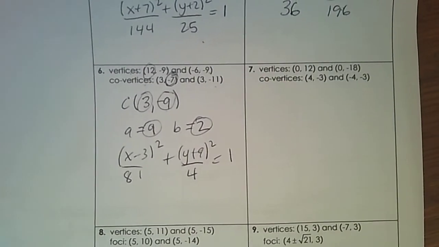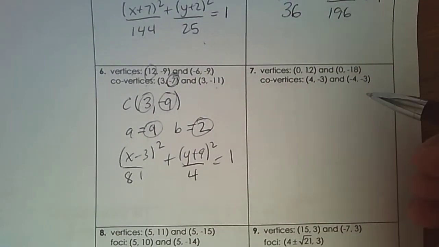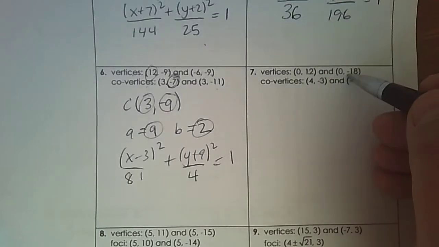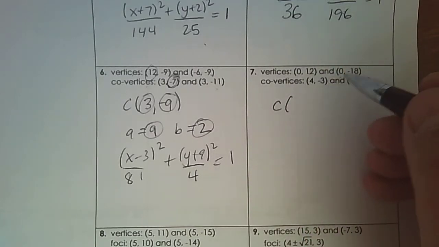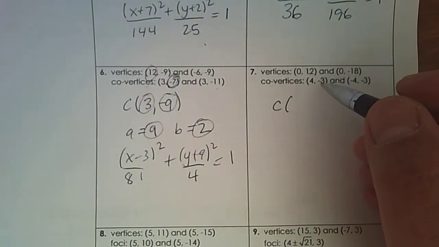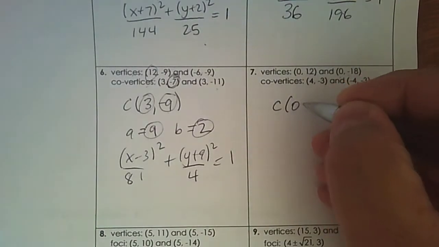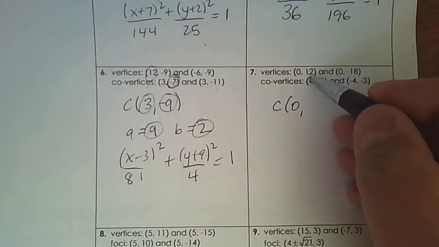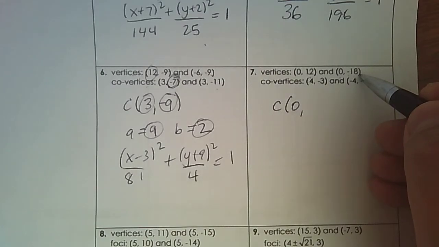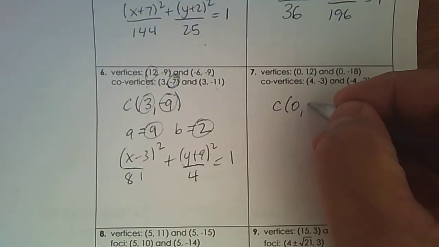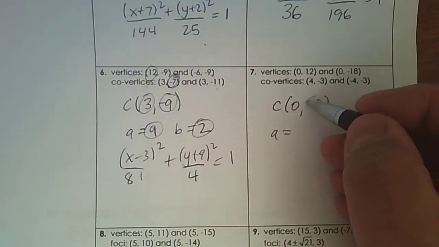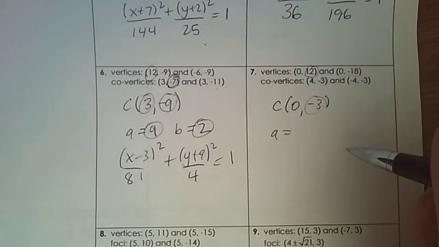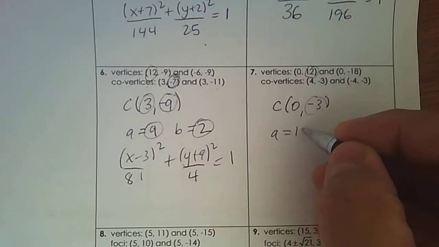Number 7. Here we have vertices 0, 12, and 0, negative 18. So those again are major. Notice the x stayed the same, but the y changed. So this is going to be a vertical ellipse. I still need to find the midpoint. If I add 0 and 0 and divide by 2, I get 0. If I add 12 and negative 18, that's negative 6. Divide by 2, that's negative 3. So there's our center. To find our a, it's the y value with the y value. So negative 3 to 12, that distance is 15.